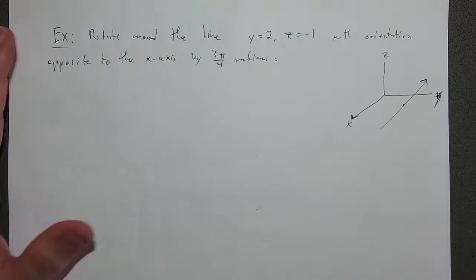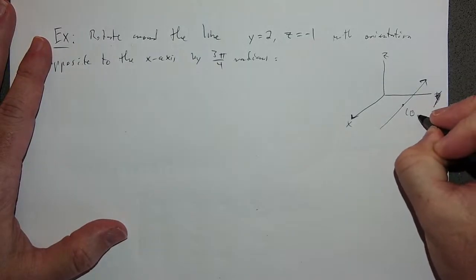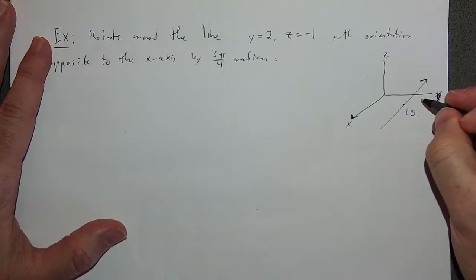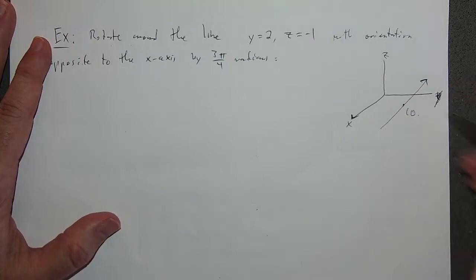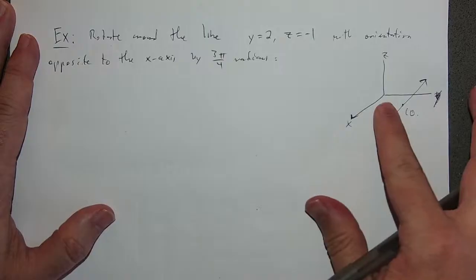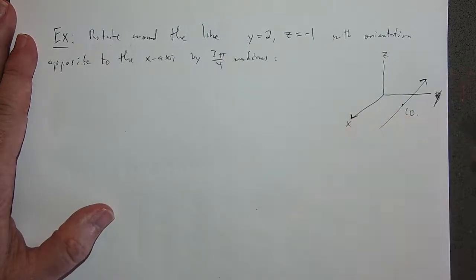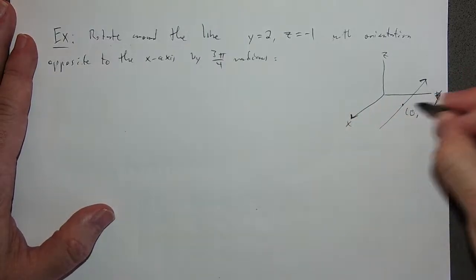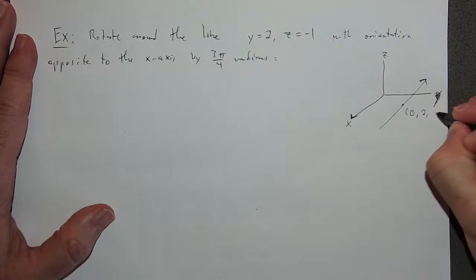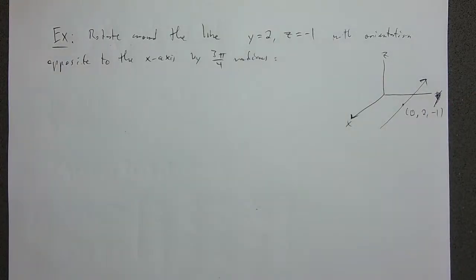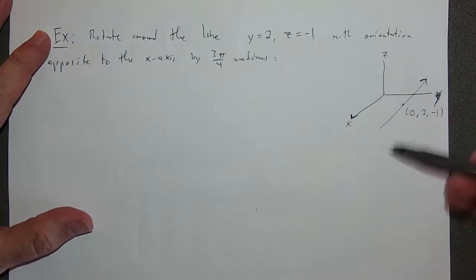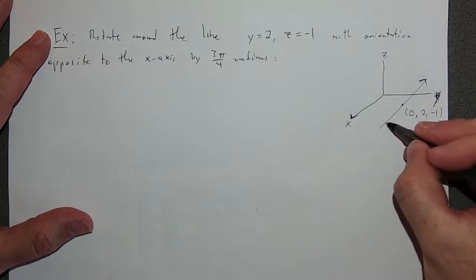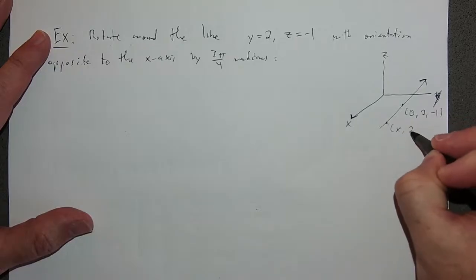Well, the first thing is this point here. The perspective here, which we're going to talk about soon, is a little strange, so you might have a hard time seeing what point this is. This is the point that I'm drawing here, 0, 2, minus 1. And so this line is then all points, a generic point here is x, 2, minus 1.